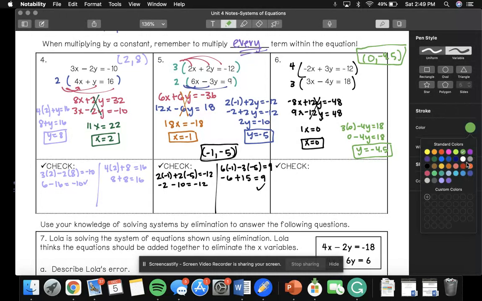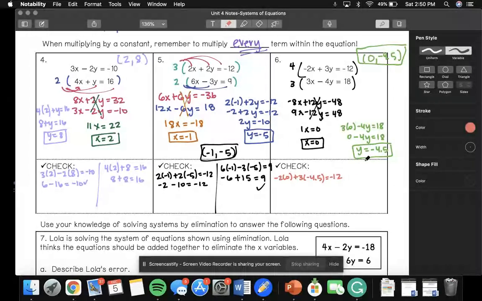Okay. Again, I'm always going to check to make sure I did it right, especially since we have a 0 and a decimal. I want to make sure that I did do it right. So I have negative 2 zeros plus 3 negative 4.5s. And I get negative 12. So see, I already messed up.